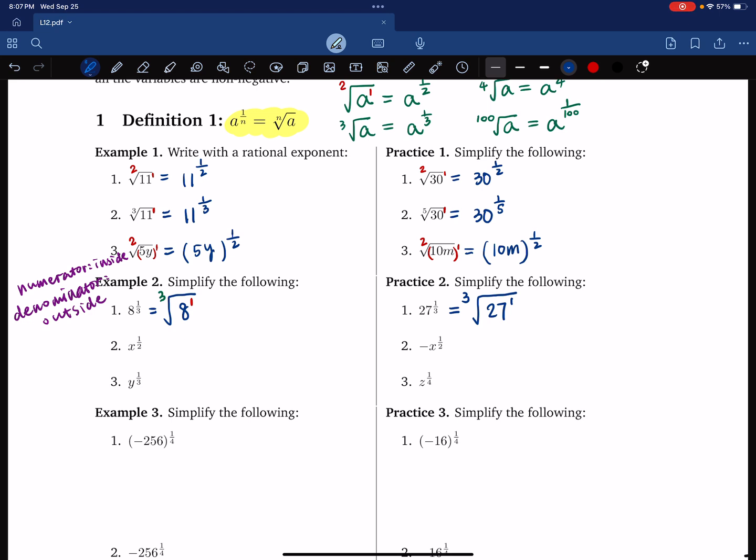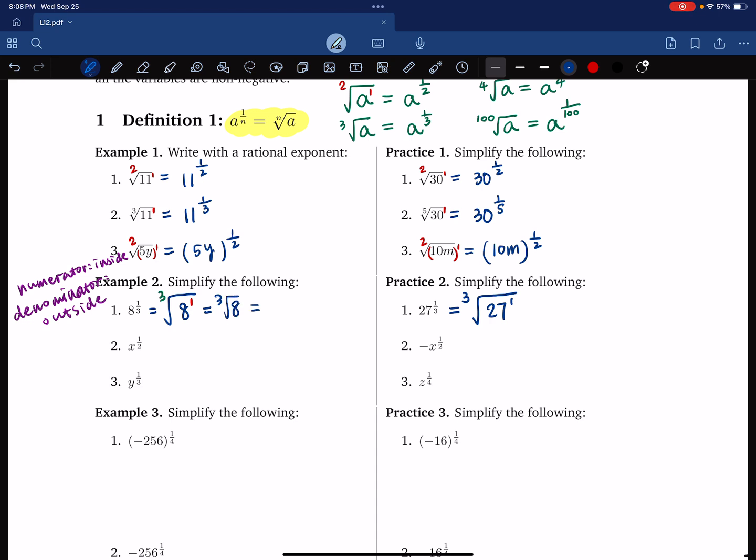But that's not the end of it because the question talks about simplifying. So we still need to simplify. Now we have the radical form. We need to go back and simplify it. Let's rewrite this. This is basically the cube root of 8, right?